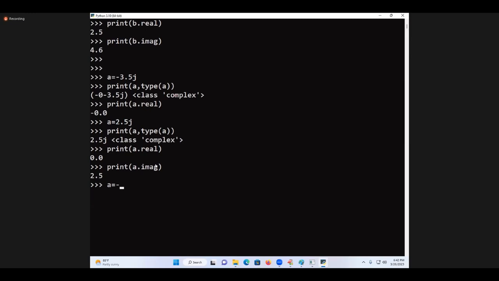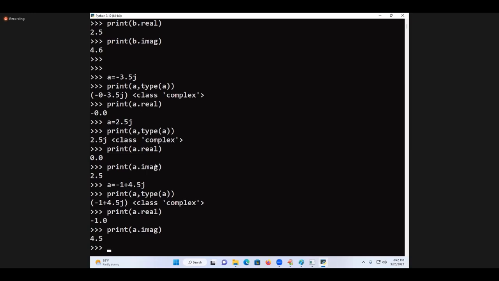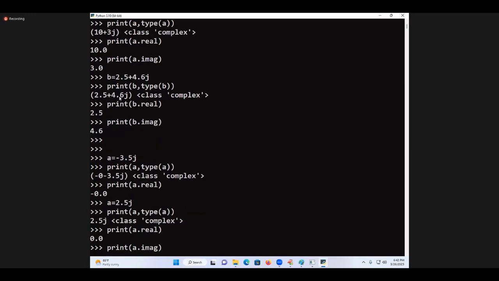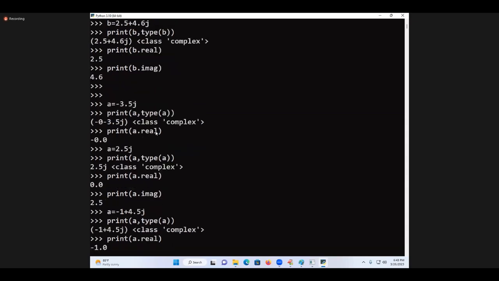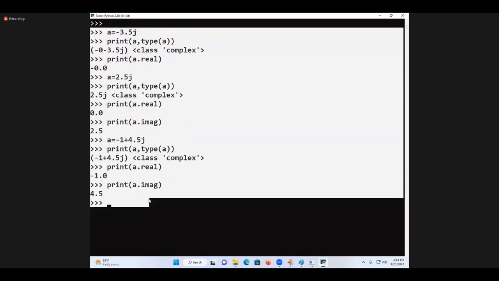Last and final. A is equal to -1 plus 4.5J. Print A value, A dot real, A dot imag. This is the data we are getting. Clarity is there, students? Now I will get this type of value here.